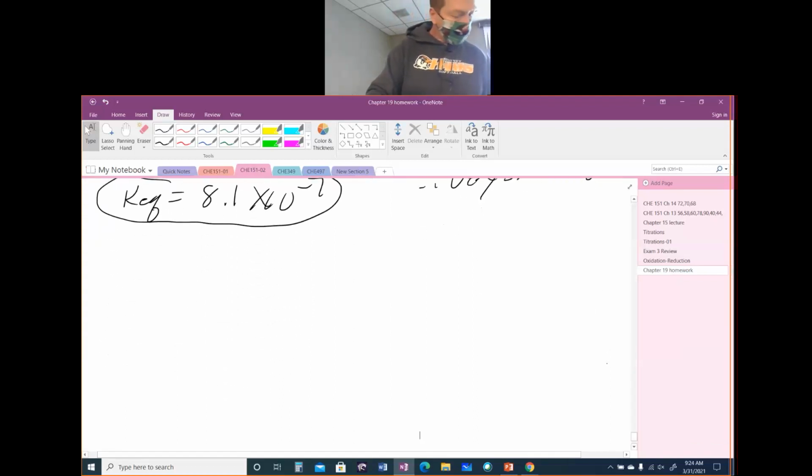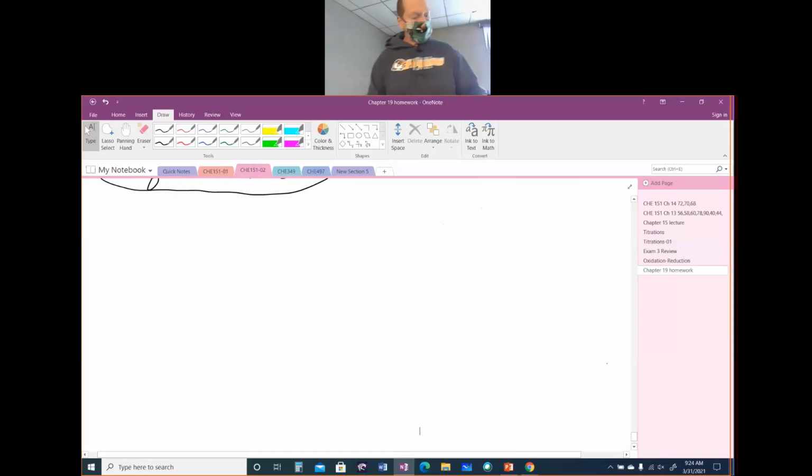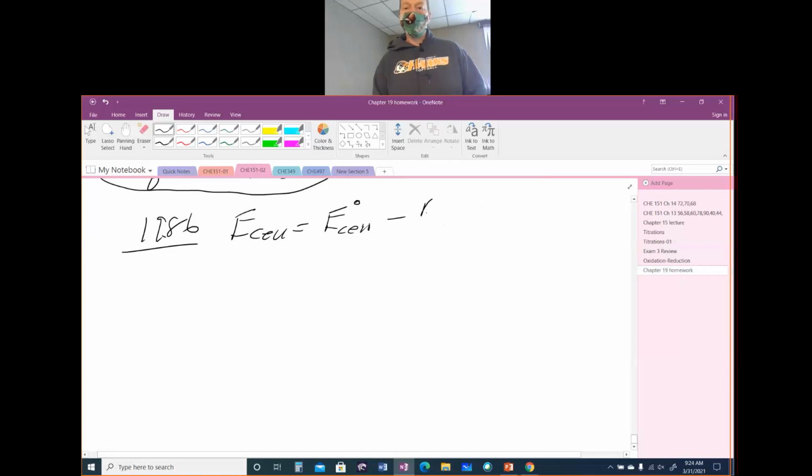All right, now we're going to go to 1986. And we're going to use the Nernst equation. So the Nernst equation is your E cell is equal to your E naught cell minus RT over nF ln of Q. Q has the same expression as K, except Q is not at equilibrium.